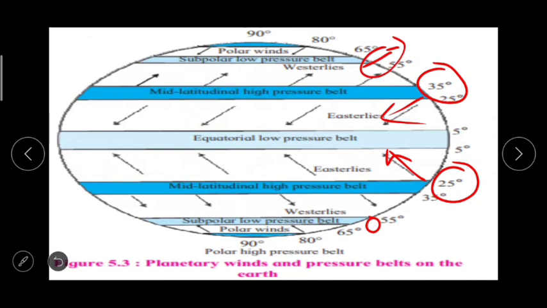Their original direction changes due to the rotation of the earth, and in the southern hemisphere, these winds blow from the northwest to the southeast, and in the northern hemisphere, they blow from the southwest to the northeast, and these winds are called westerlies. This name is given because of the direction.